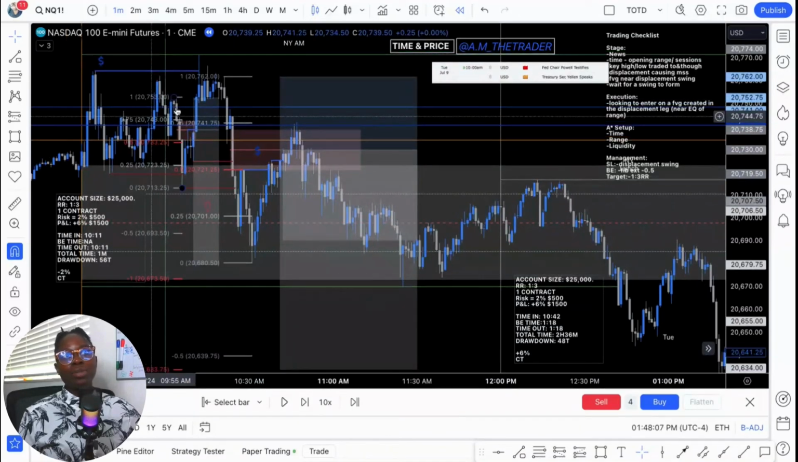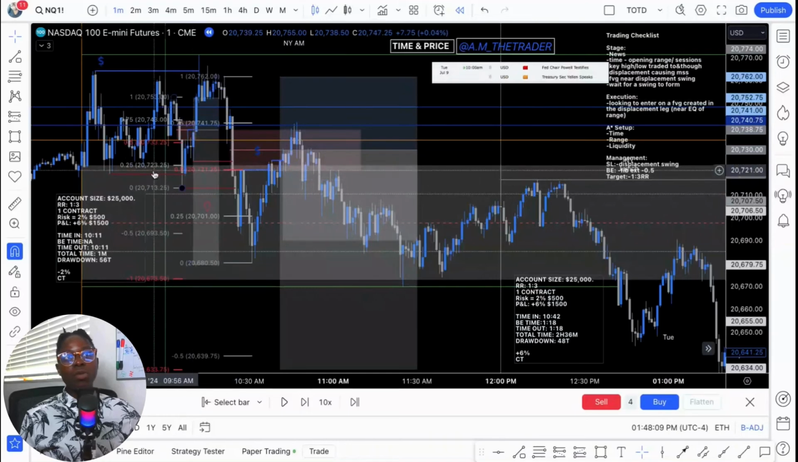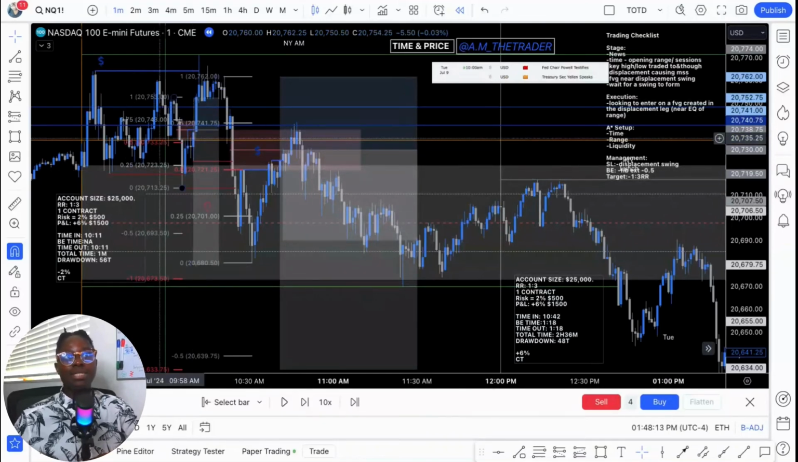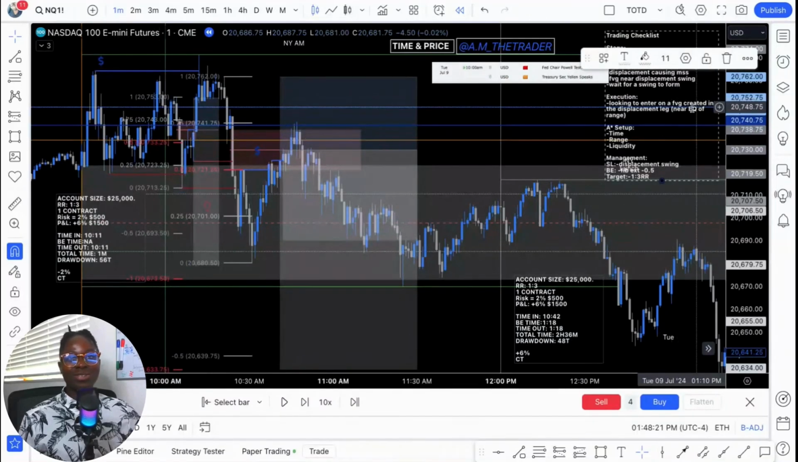10 o'clock, we trade above a key high, displacement lower, causing a market structure shift. The displacement lower has a fair value gap CB near the swing high. We wait for a swing low to form to anticipate execution. For execution, we're looking to enter on a fair value gap created in the displacement leg near the equilibrium of the range. And remember, we're always looking to enter post 1010.